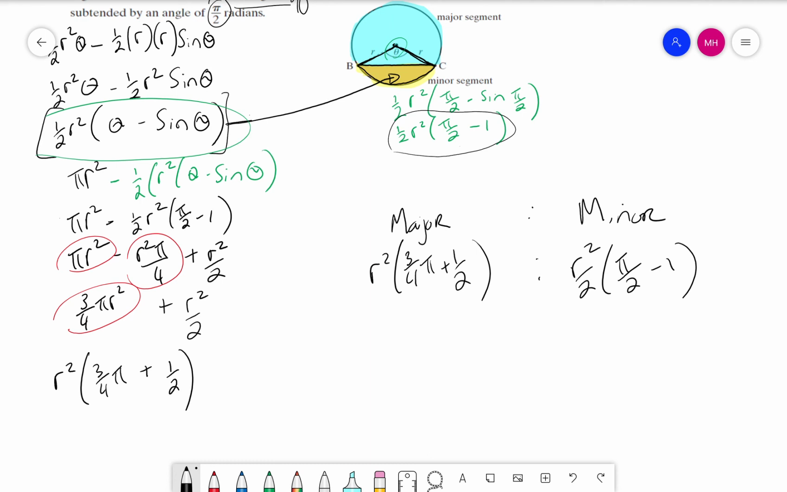How do we compare those? Because they don't look anything like each other at the moment. Well, the r squareds can be taken out of them. Right? So if we put one over the other, what would cancel? So they would cancel. So we've got 3/4 pi plus a half. And over here we have a half. I'm going to multiply the half in. You're going to get pi over 4 minus a half.